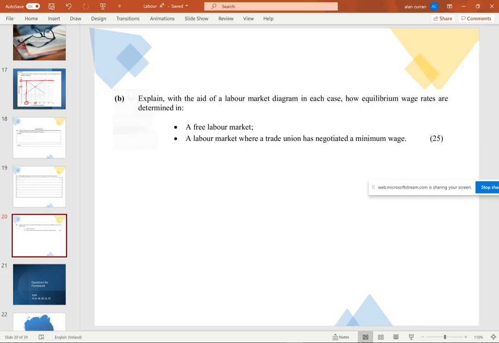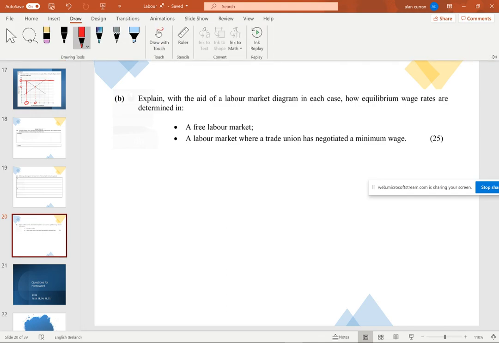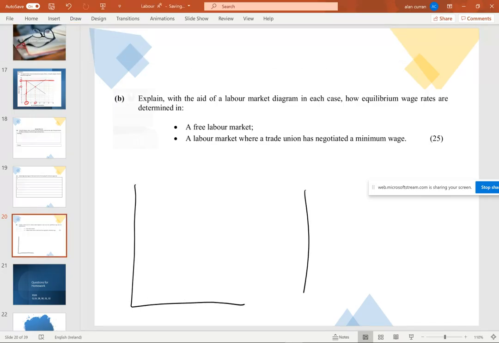So let's read the question again. Explain with the aid of a labour market diagram in each case how equilibrium wage rates are determined in a free labour market and in a labour market where the trade union has negotiated a minimum wage. Okay, well, that's two diagrams. I'm just going to do this very quickly. We'll do a quick sketch. One diagram. That's a terrible looking diagram. Let's just do that again. Down, across. That's even worse. But anyway, such is life.